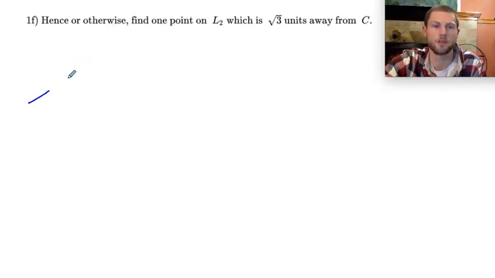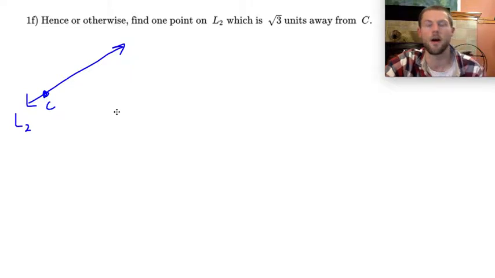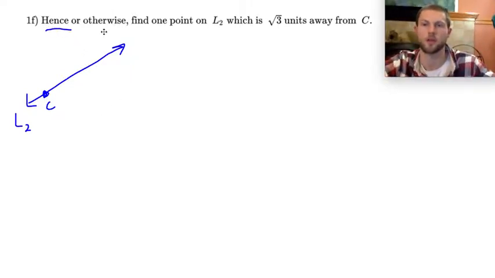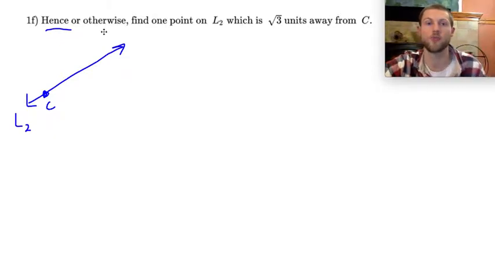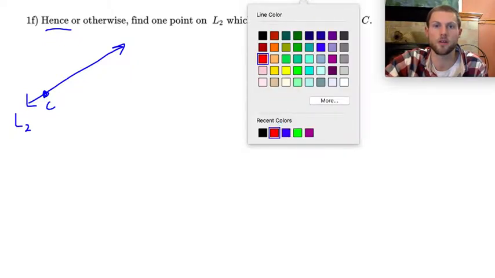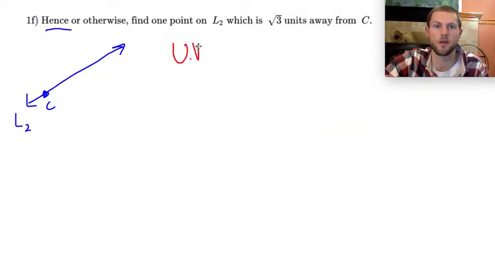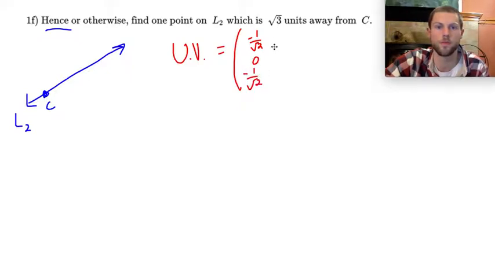The line L2 looks something like this. I don't know what it actually looks like, but let's just say it's this line here. And I have some point C on this line. The hence or otherwise gives me a clue that I'm going to have to use prior information. And there's a whole reason why we found that unit vector in the previous problem in 1e. I know that the unit vector in the direction of L2 is given as -1 over root 2, 0, and -1 over root 2.